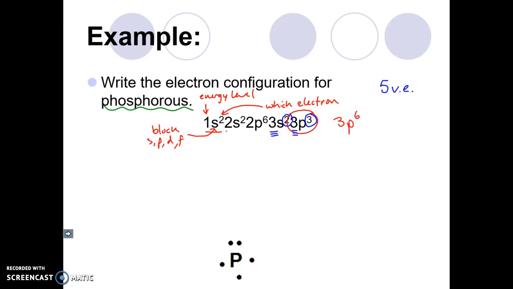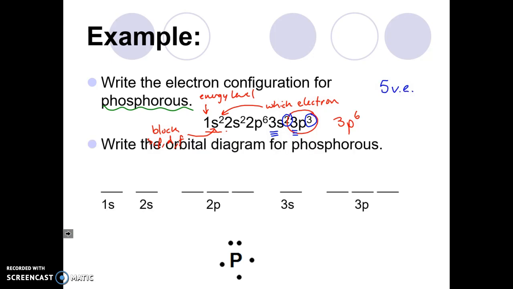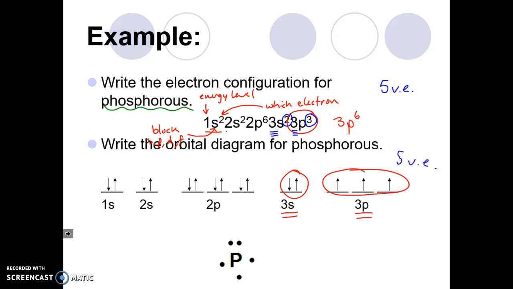Now we can also look at it with orbital diagrams. So here are orbital diagrams. If we fill in the arrows, everything is going to be filled except for the 3p group. Like we said, it has the capacity to have 6 electrons here, but it doesn't. So what we need to do is look at how many there are to see the valence. 3s is the highest and 3p. Those are both in the third energy level. 2 electrons here, 3 electrons there. Once again, we have 5 valence electrons on phosphorus.